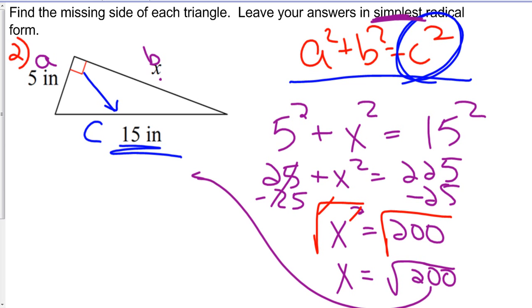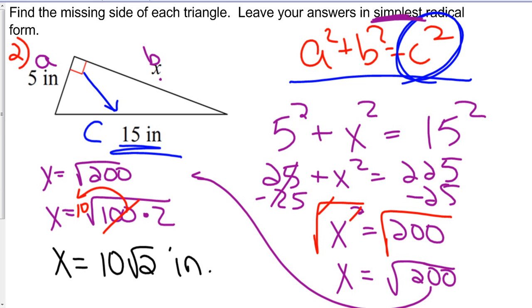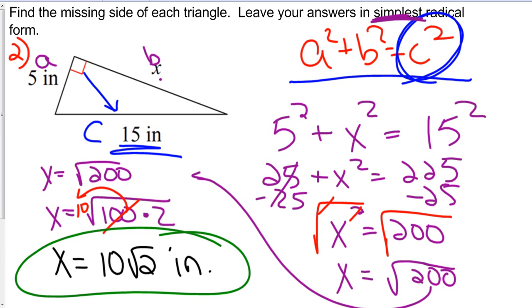So I'm going to go up to this side right here. x equals the square root of 200. When we are simplifying radicals, when we are breaking our radicals down, we look for the biggest perfect square that goes into whatever we have underneath the radical sign. Now I have a 200. I know that that breaks into 100 times 2. Now that I have that broken apart, the square root of 100 is 10, so I'm going to take that 10 and put it outside, and so then our x is going to be 10 radical 2, and of course I'm going to label it inches because I know that that had already been labeled, and that's my answer. Okay, so let's do one more.